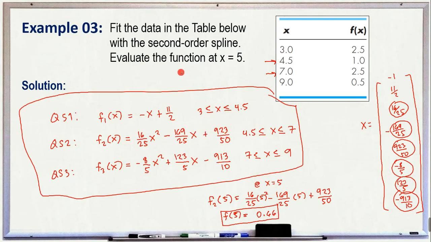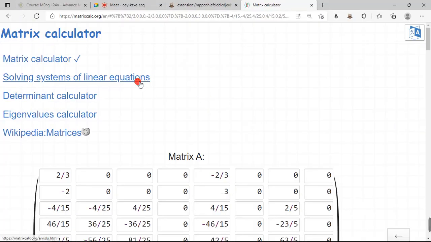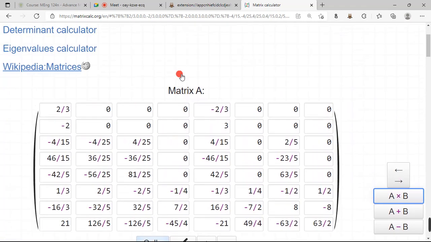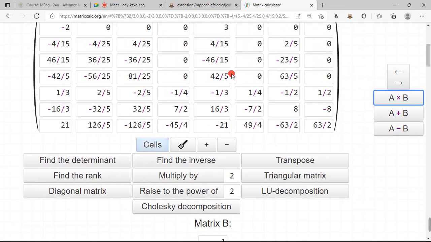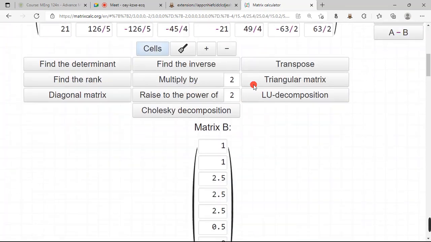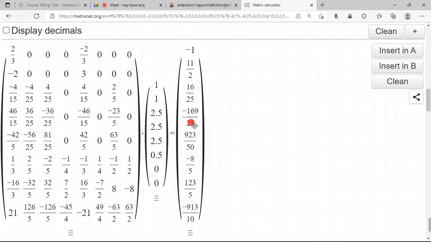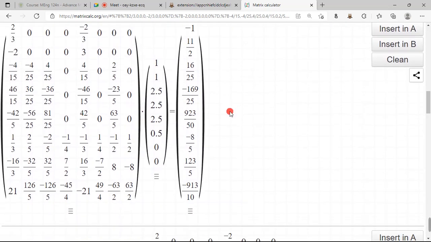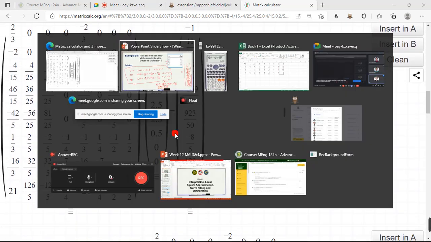Again, when you evaluate quadratic splines, you should consider whether the value falls in a particular interval. And again, during your examination, you can use this matrix calculator, matrixcalc.org. It is free, I also searched for it. It gives the inverse, because finding the inverse is difficult, especially for an 8 by 8 matrix, which is very large.